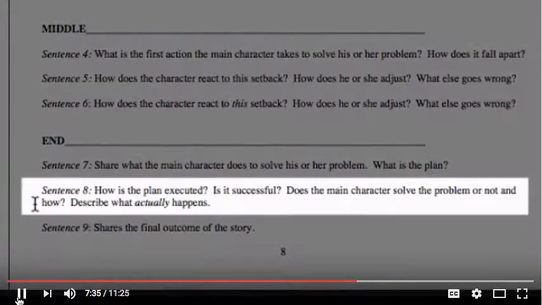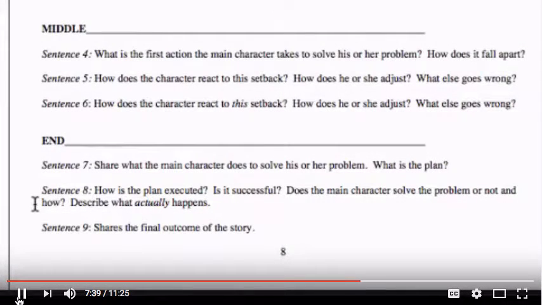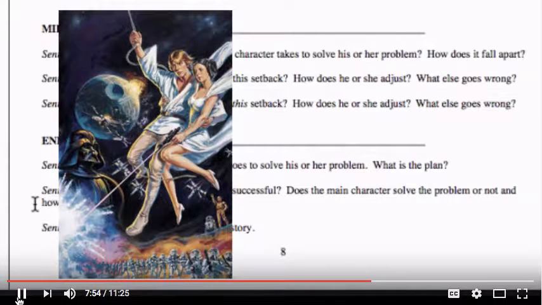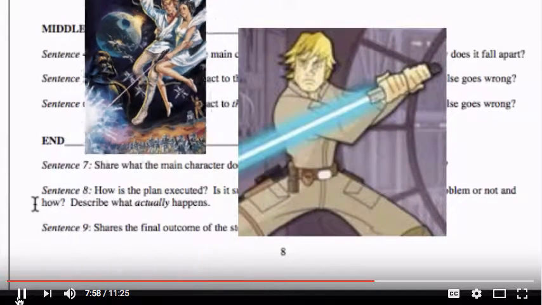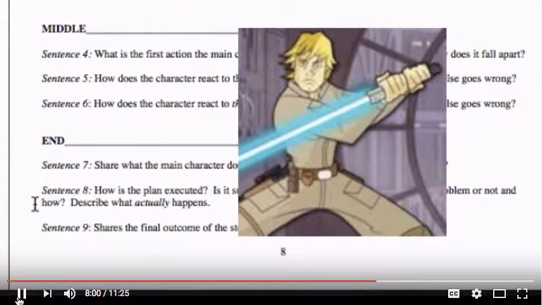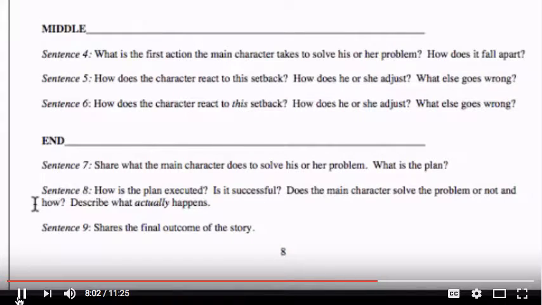Then, in sentence 8, we explain how the plan is executed. Was it successful? Did the main character solve his problem or not, and how? This is where you describe what actually happens and the outcome of the hero's journey. Did Luke Skywalker rescue the princess and blow up the Death Star and take down the evil empire? And what about Luke's self-esteem and his control of the Force? All of this would be shared at this particular part of your treatment.